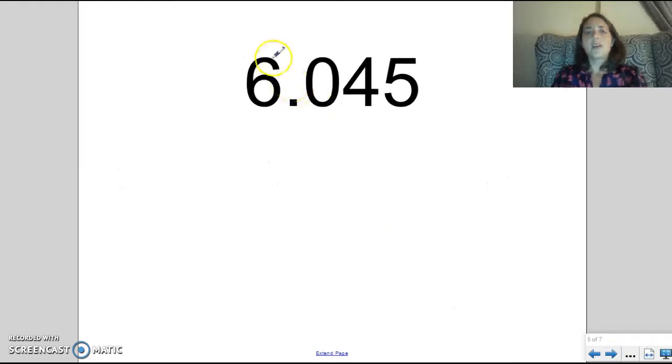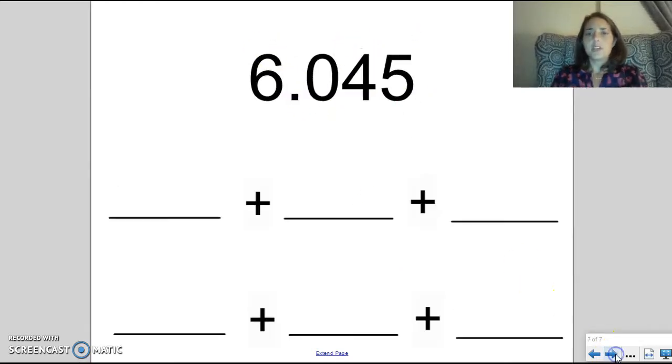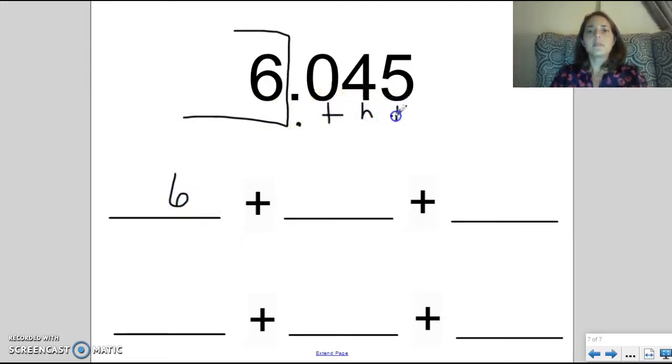Let's try another one. Here we're going to have 1, 2, 3 puzzle pieces. So this whole number we do first. Well, 6, it's worth 6. 6 groups of ones. If I do my decimal template, here is a 4 in the hundredths place, so it's worth 4/100ths. So I need to be able to write the decimal 4/100ths. Make sure that it's in the hundredths place.